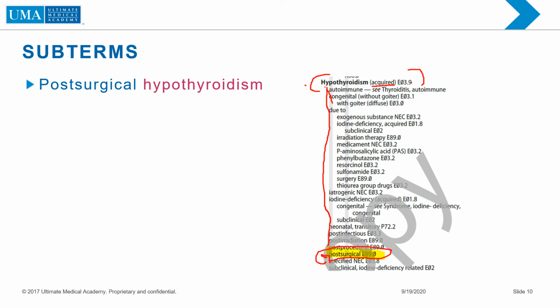As always, after you find your code, in this case E89.0, you want to go to the tabular list. You want to check your code E89.0 and make sure that that is the code that reflects the highest level of specificity.